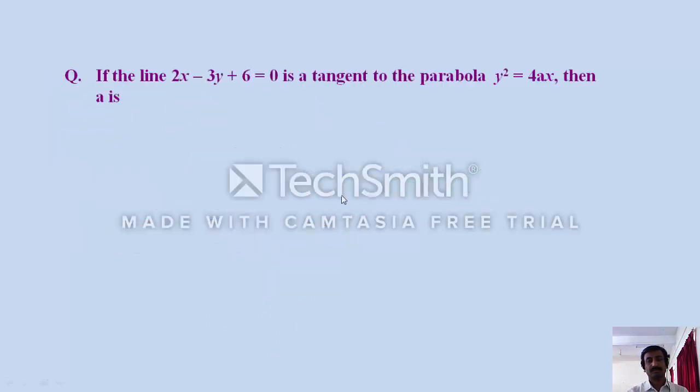Next problem, see this: the line given to us, 2x minus 3y plus 6 equal to 0, is a tangent to the parabola y square equal to 4ax, then they are asking what is the value of a. Remember, in the earlier case we have discussed what is the condition for a line to be a tangent to the parabola.